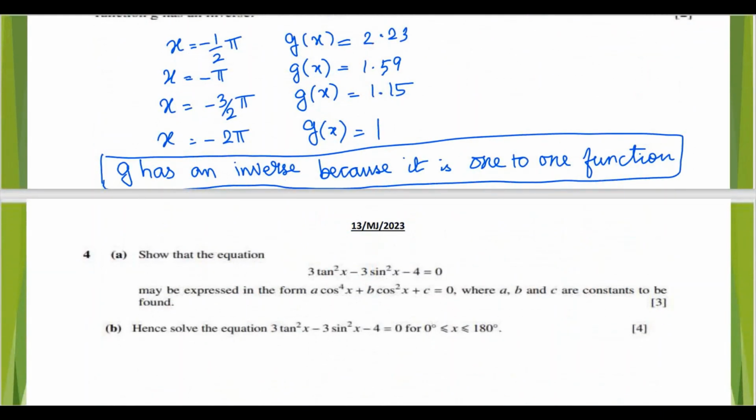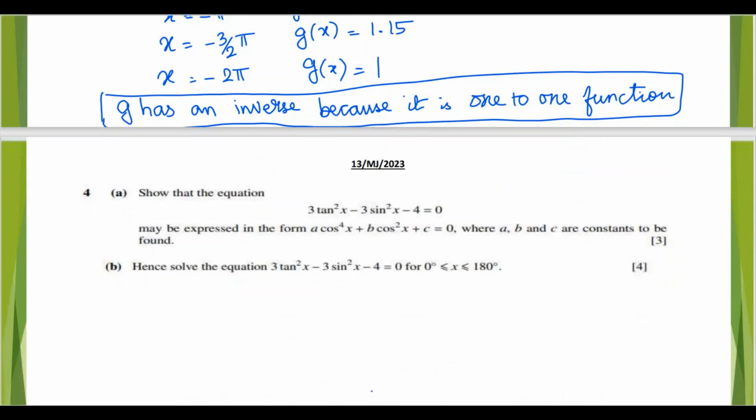The next question is from the question paper 13 MJ 2023. Show that the equation 3 tan square x minus 3 sin square x minus 4 equal to 0 may be expressed in the form a cos power 4x plus b cos power 2x plus c is equal to 0, where a, b, c are constants to be found.